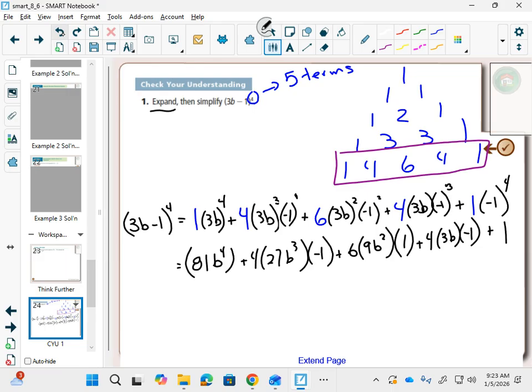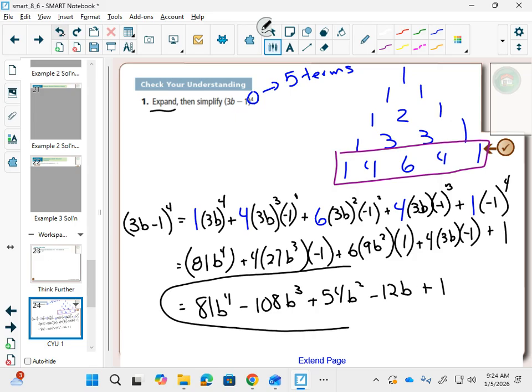Sometimes you might be tempted to do more at once. That's perfectly fine. Just be careful, because whenever we try to do extra math at once, it's usually when we make our mental math errors. So now, what do I have? This one, there's nothing more to do. Here, I'm going to multiply my numbers together. 4 times 27 is 108 times a negative 1 is negative 108 b cubed. 6 times 9 times 1, that's 54 b squared. And then 4 times 3 minus 12 b, and then finally plus 1. This is our final answer, expanded and simplified.